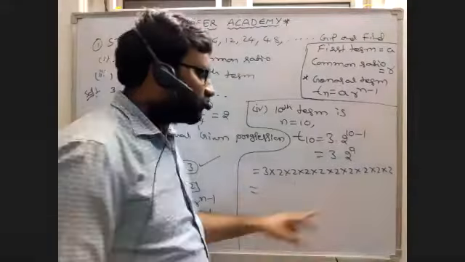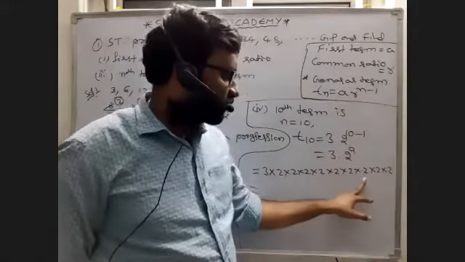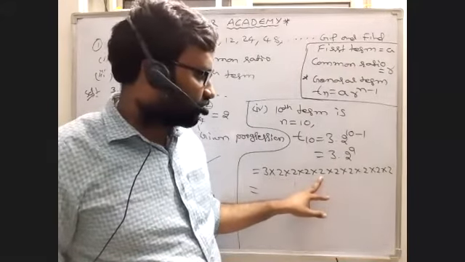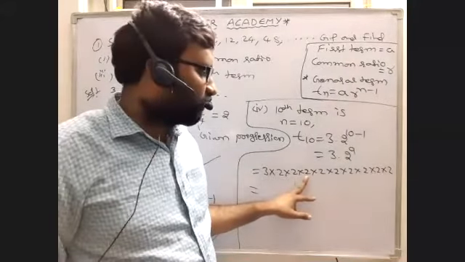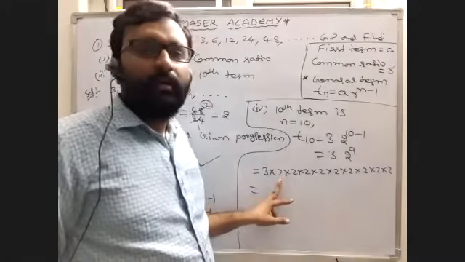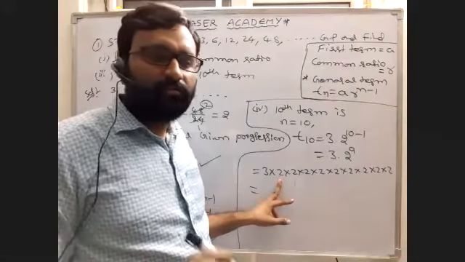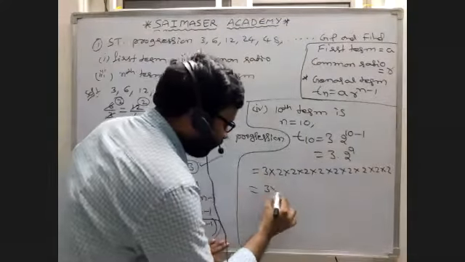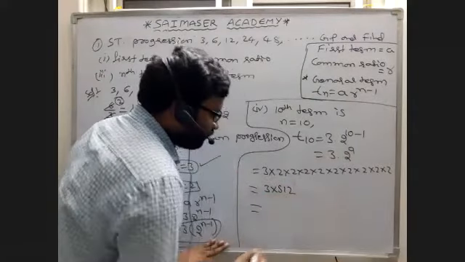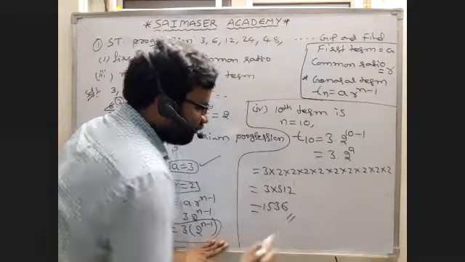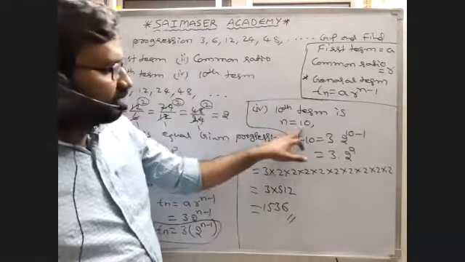So 2 twos are 4, 4 twos are 8, 8 twos are 16, 16 twos are 32, 32 twos are 64, 64 twos are 128, 128 twos are 256, 256 twos are 512. Then 512 into 3, that is 3 into 512, which is equal to 1536. So what is the 10th term in this series?